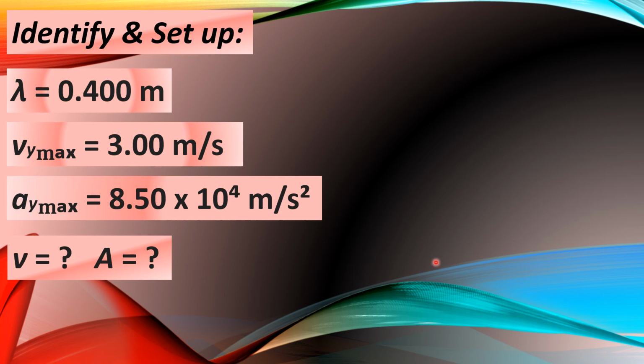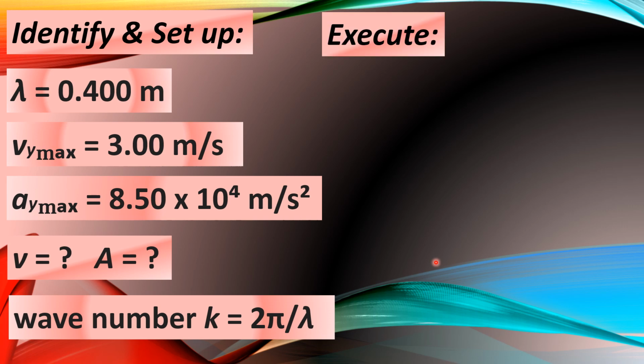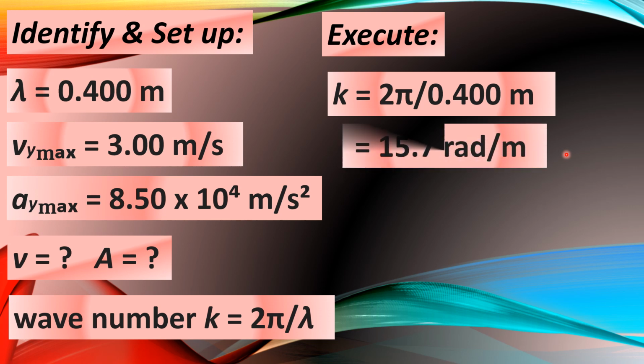We make use of the quantity k, known as the wave number, which is equal to 2 pi over the wavelength lambda. Since lambda is given, we find k equals 2 pi divided by 0.400 meter, or the wave number k is equal to 15.7 radians per meter.